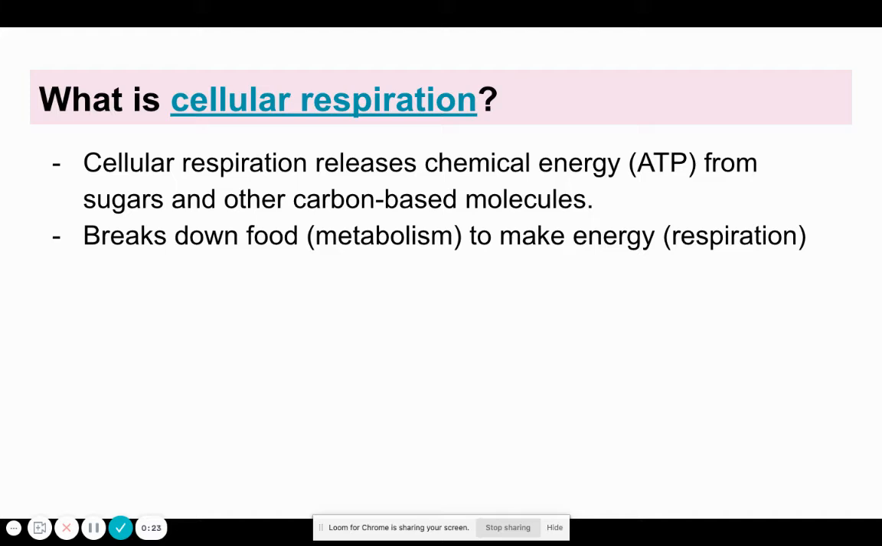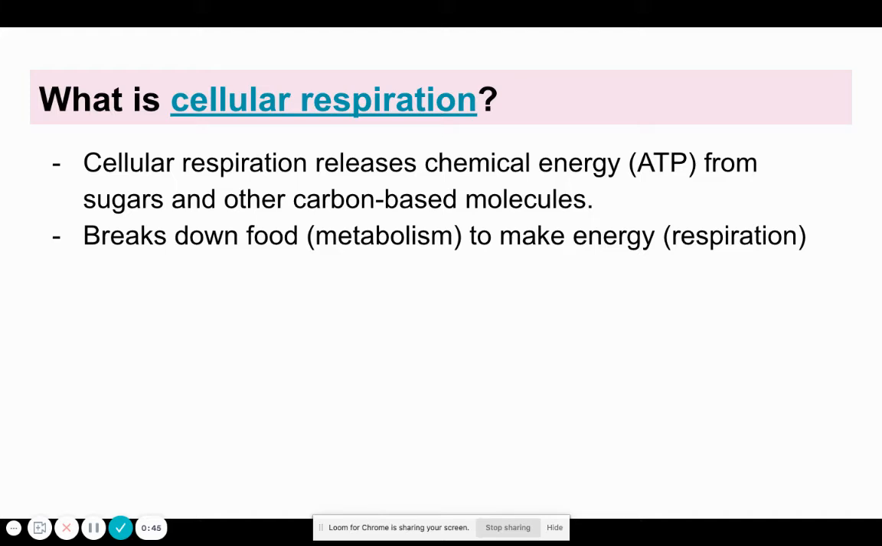Cellular respiration is a process that releases chemical energy in the form of ATP from breaking down sugars and other carbon-based molecules which are found in the food that we eat. So whenever you eat a meal, this meal usually would contain different types of carbon-based molecules. So it could contain carbohydrates, proteins, lipids, etc.